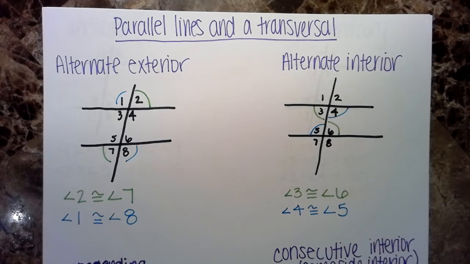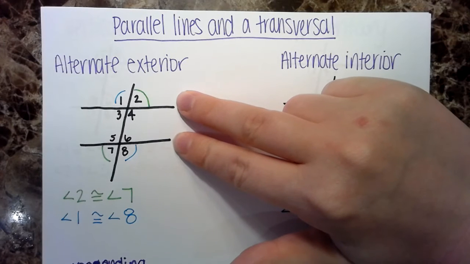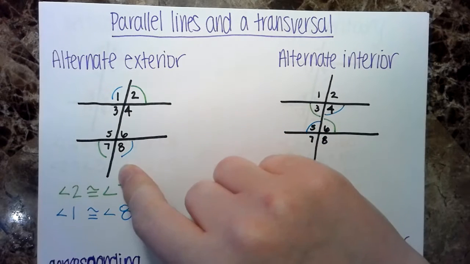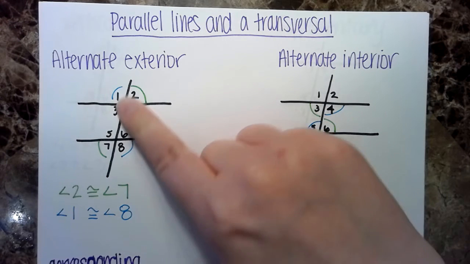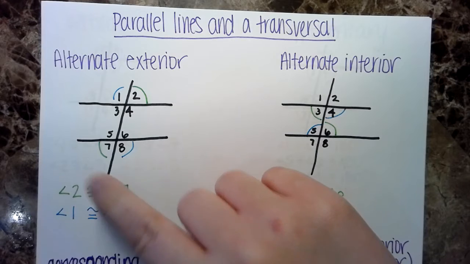So this lesson is going to be on parallel lines and a transversal. Parallel lines are these two lines that are never going to cross or intersect, and they're going to keep going on forever. And a transversal is a line that cuts through. Any time it cuts through the two lines, that's going to be the transversal.